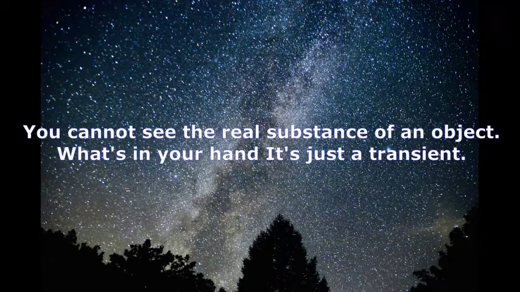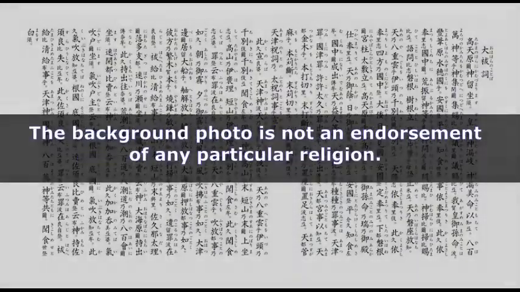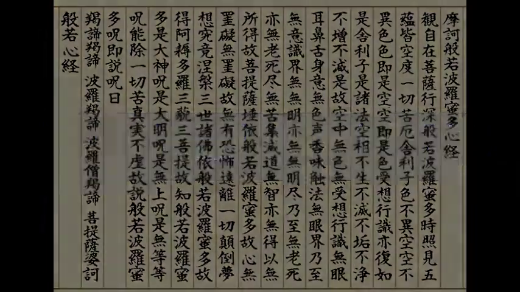You cannot see the real substance of an object. What's in your hand? It's just a transient. Unfortunately, the English word transient does not convey my true intention. Transient is based on the ancient religions of Japan and Buddhism that grew up in Japan.